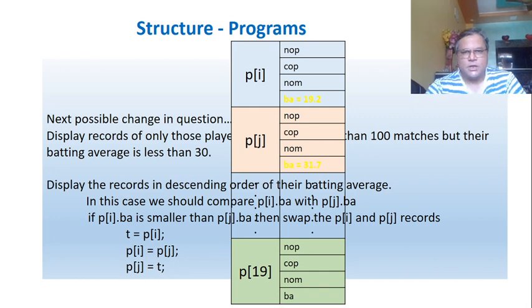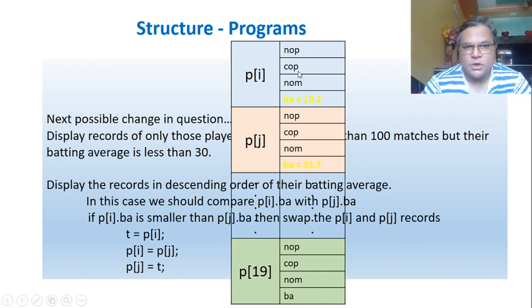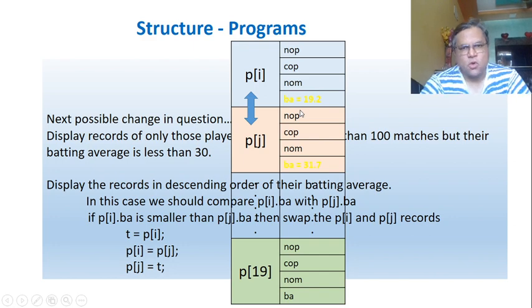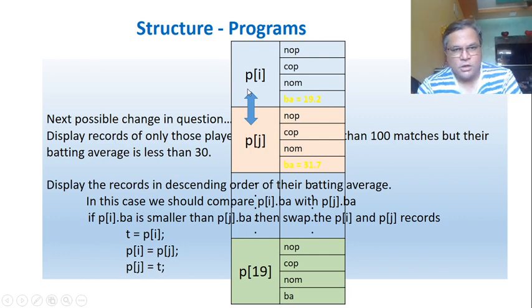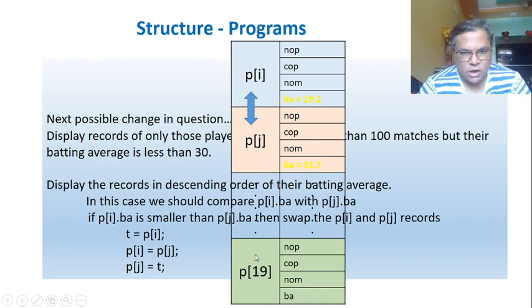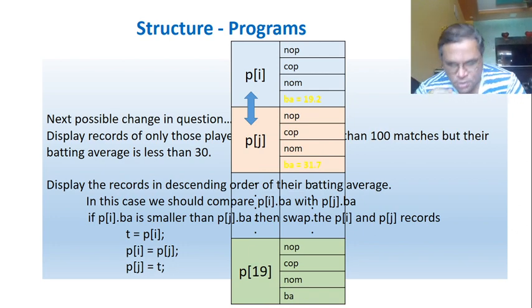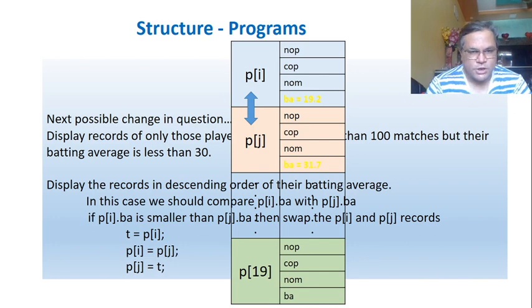In form of a diagram, you can visualize it like this. For example, let us assume the batting average of the ith player is 19.2 and batting average of the jth player is 31.7. Since batting average of this player is greater than this player, we should swap these two records, and it can be swapped by using the code that we have written. So we need to perform this for all the records. That means we should compare the record of first player with all remaining players, then record of second player with all remaining players, and likewise we should keep on comparing records of the players which are present in our list.